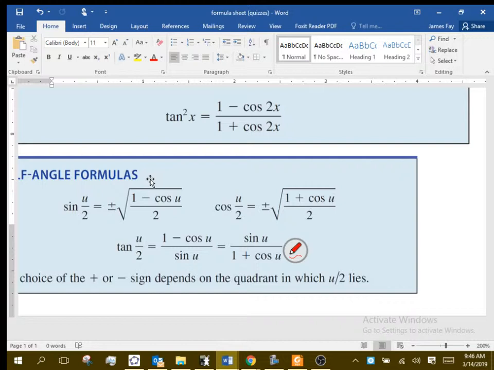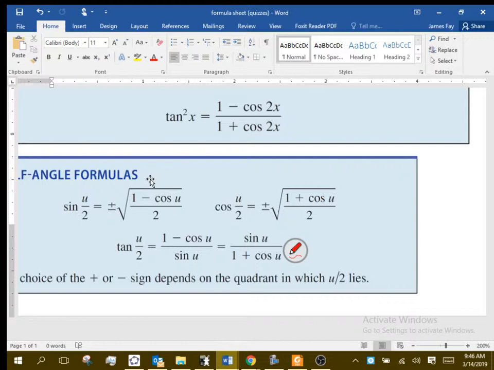Radical 3 over 2. Okay. So I would know that the sine of 15 degrees is equal to the positive square root of 1 minus radical 3 over 2, all over 2. Okay. And that's the exact value of the sine of 15 on the unit circle.